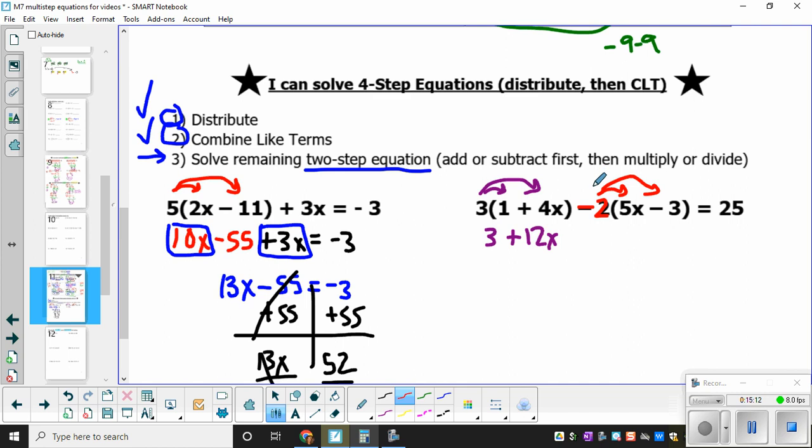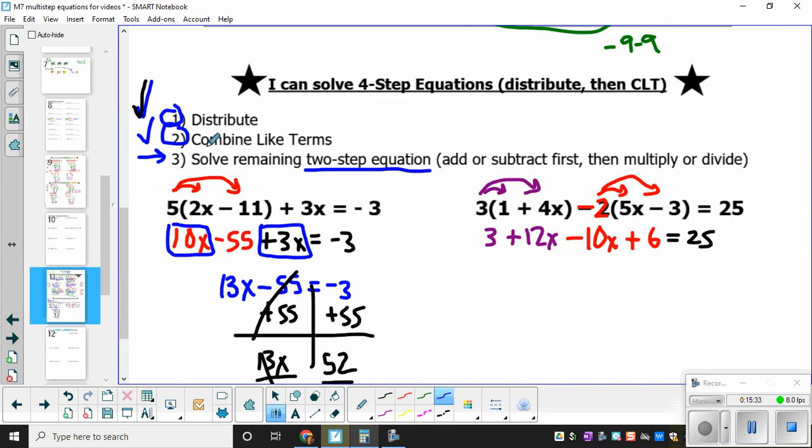All right, cool. Now in red, a negative 2 times 5x is a negative 10x. And a negative 2 times a negative 3 is actually plus 6. And then we've got that that's going to be equal to a 25. So we took care again of our first step. We have distributed, even though we had to do it twice.